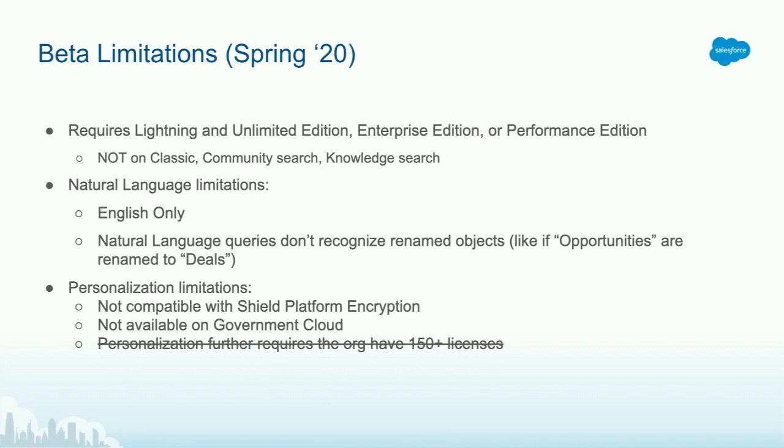And in Spring 20, we are removing one of the requirements that we had previously, where your org needed to have 150 licenses to enable personalization. We are removing this requirement in Spring 2020. So even if you have fewer than 150 licenses, you can enable personalization features. These were the limitations related to beta. But as you may notice, there was no limitation related to the actionable part. You can still enable the actionable part, if you do not follow any of these limitations.